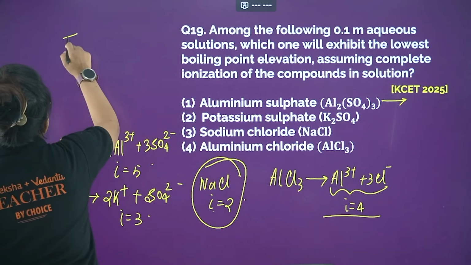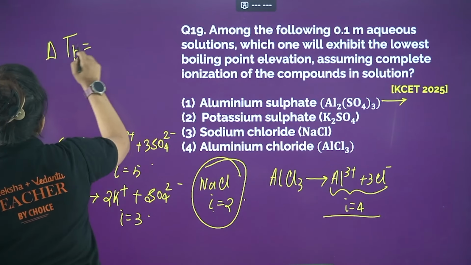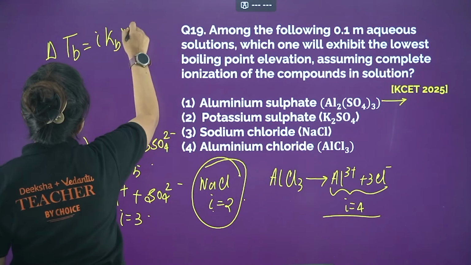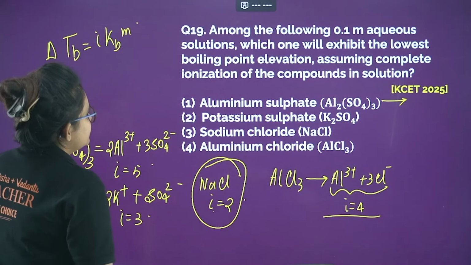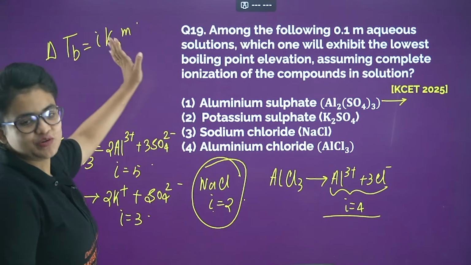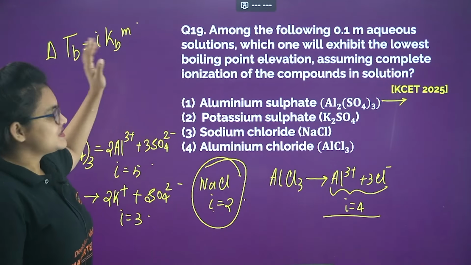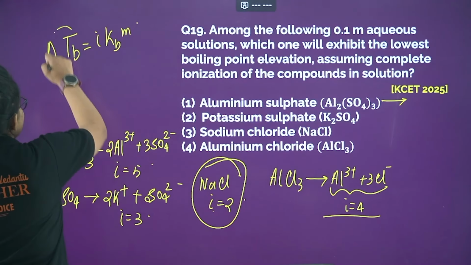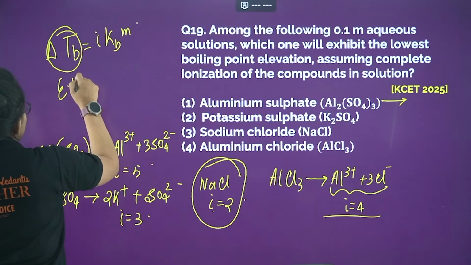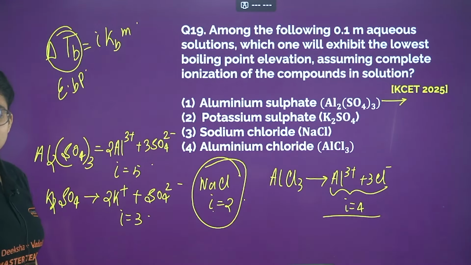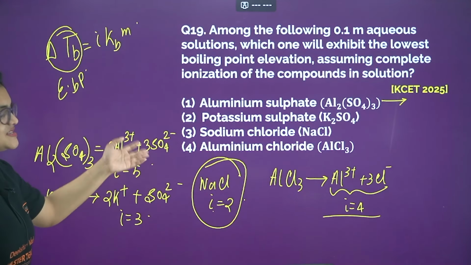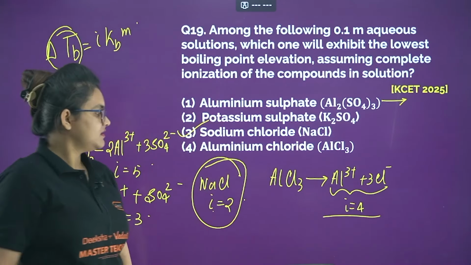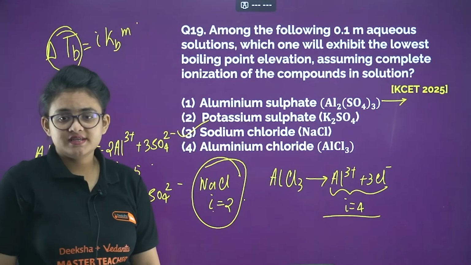Now I know delta Tb equals i into Kb into m. So the lower the value of i, the lower the boiling point elevation. This entire thing is the elevation in boiling point, EBP. So when will the value be least? If the i is least, right? So this is for the case of NaCl. I guess you understood this. Let's proceed.